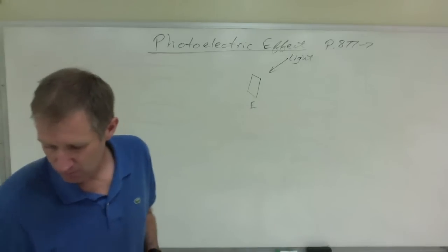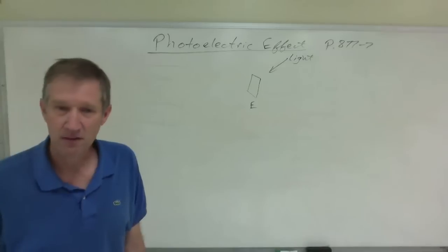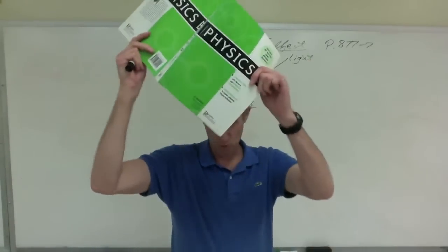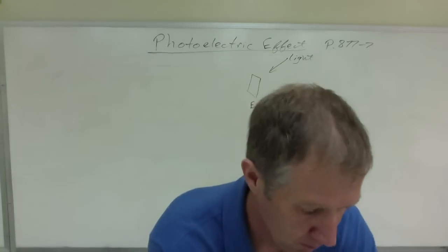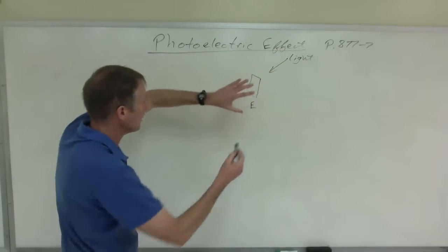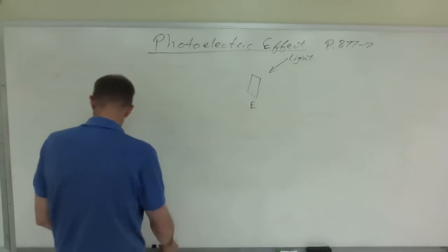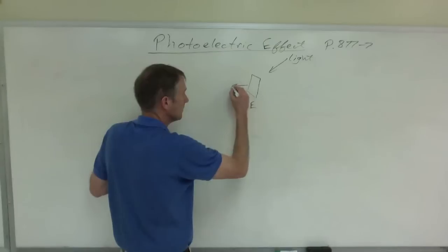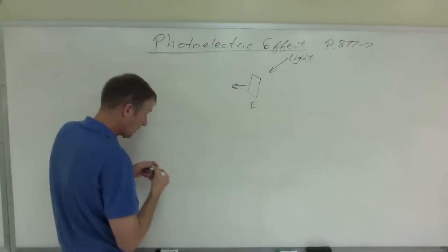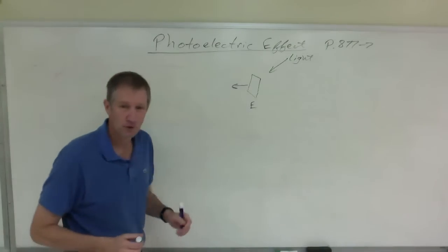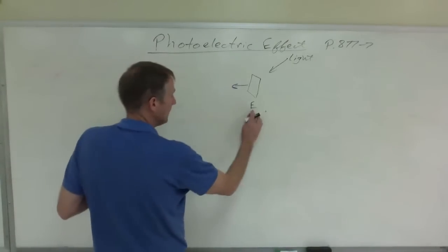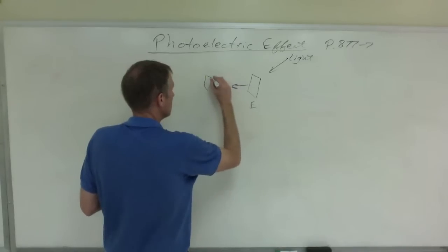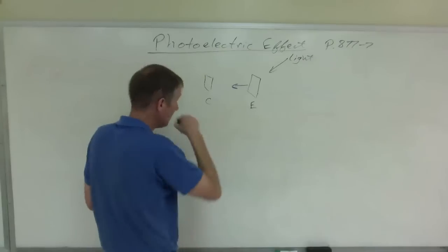Emitter. This picture is much better drawn on page 878, and it's also drawn in the green Mooney's book. I'm selling that. I'm telling you, it's a good book. That's the emitter. Light hits it. If you're going to get a current, the light hits it, it kicks off electrons. And then those are going to be collected at the, wait for it, the collector. Okay, E for emitter. And then here's another thing right here, and that's the collector.